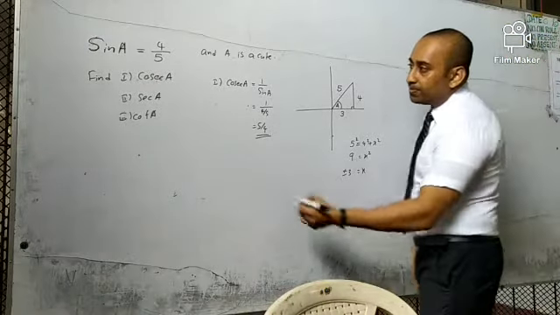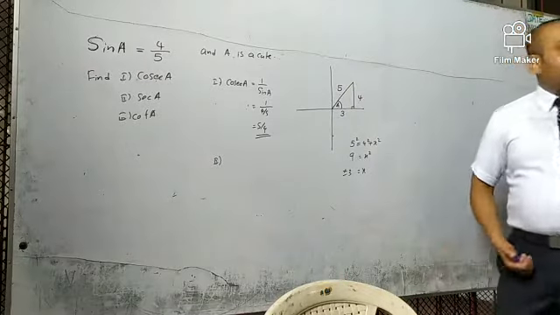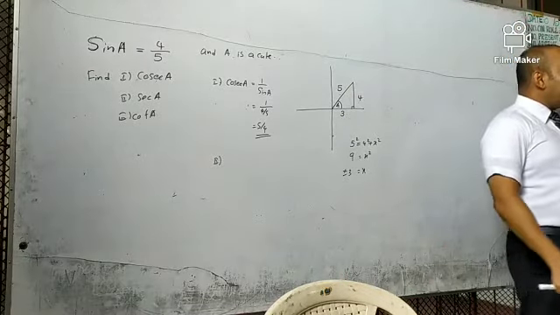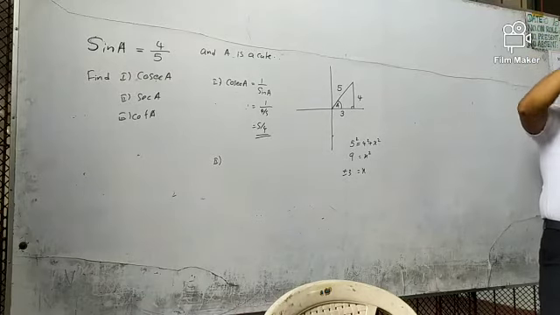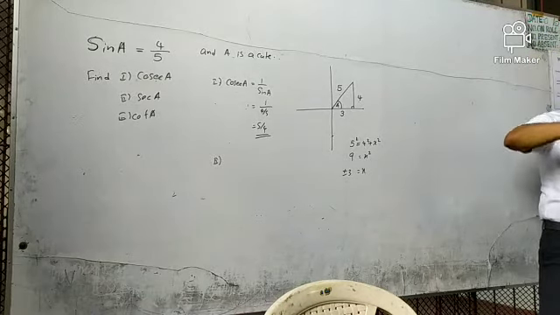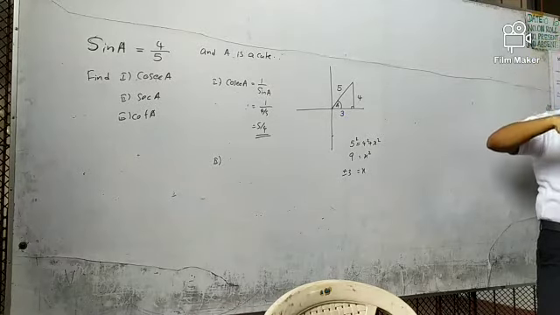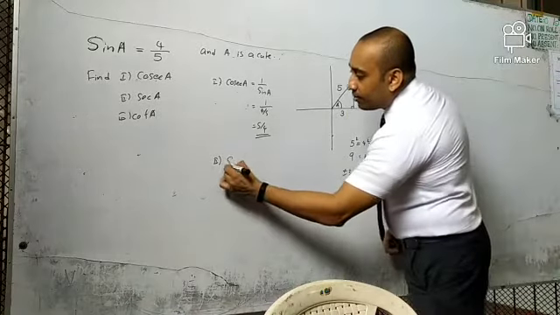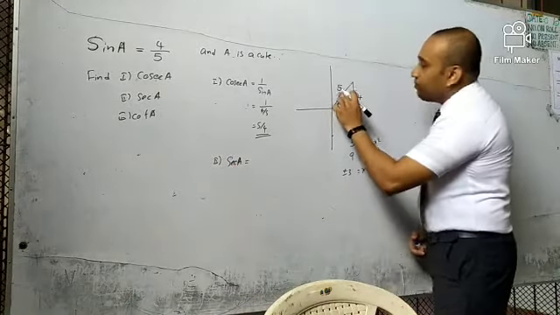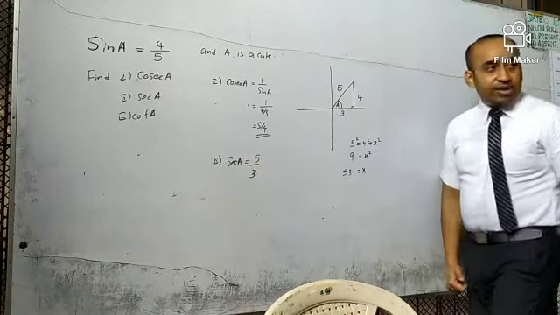Then part 2. What did they expect? Sec A. But sec A is 1/cos A. Cos A is adjacent upon hypotenuse. Then sec A is the opposite of that, that is hypotenuse upon adjacent. Hypotenuse is how much? 5 over how much? 3. Right, that's pretty simple.